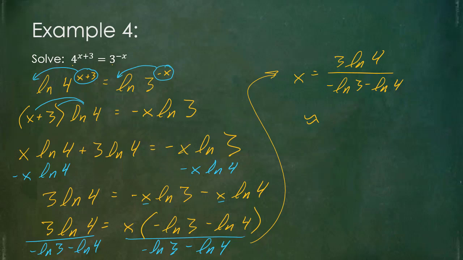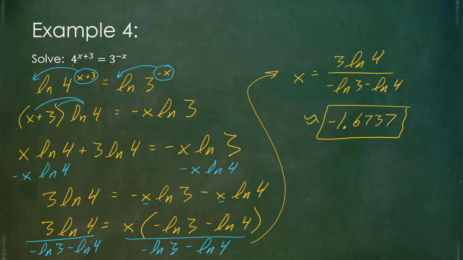So 3 natural log of 4 divided by a negative natural log of 3 minus a natural log of 4. And this comes out approximately negative 1.6737, it looks like, if I were to round.